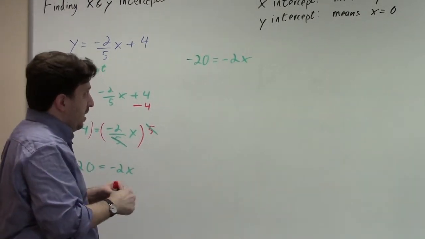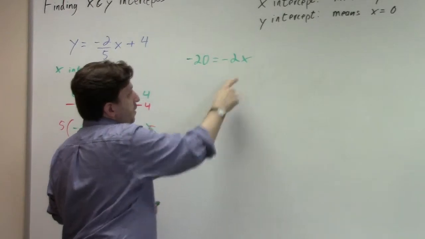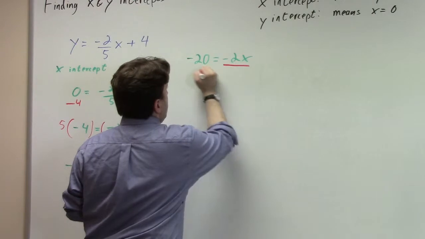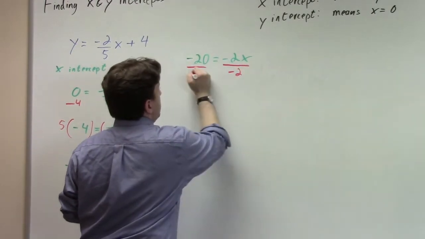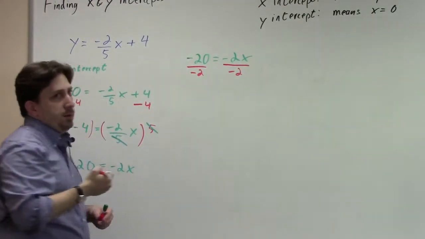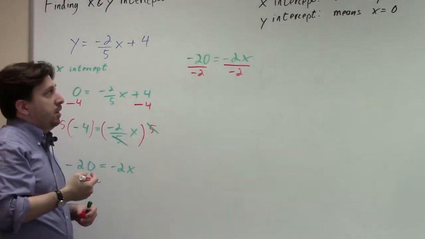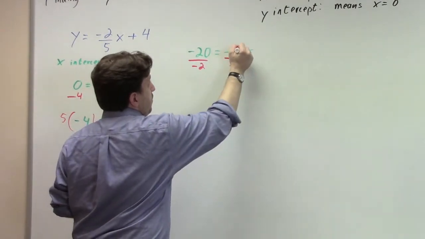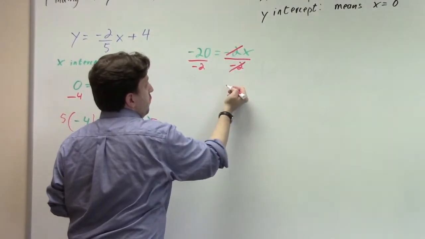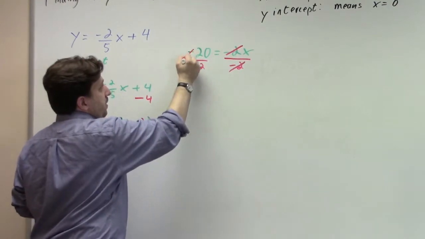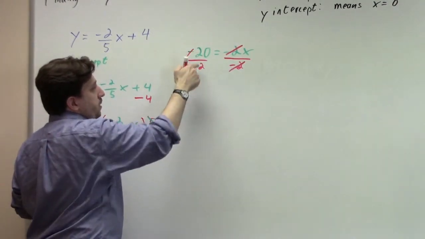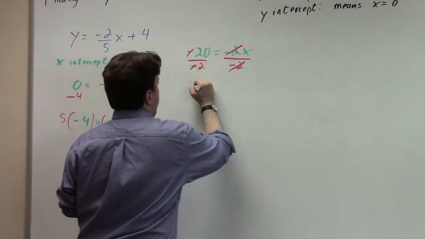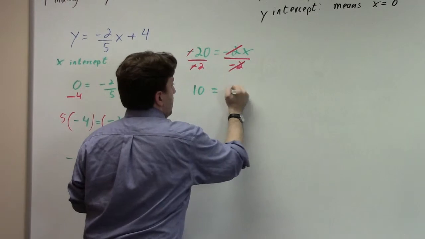And I'm looking at this, and I need to get rid of my negative 2 here. So I want to divide both sides by negative 2. Now it is very, very important that you include that negative sign there, okay? Because if you don't include that negative sign here, that negative sign is not going to get canceled out. So at this point, my negative 2 here and my negative 2 here are going to cancel each other out. Now my negative signs here are going to cancel each other out, and then I've got 20 divided by 2, which is going to give me 10. And I get 10 equals x.